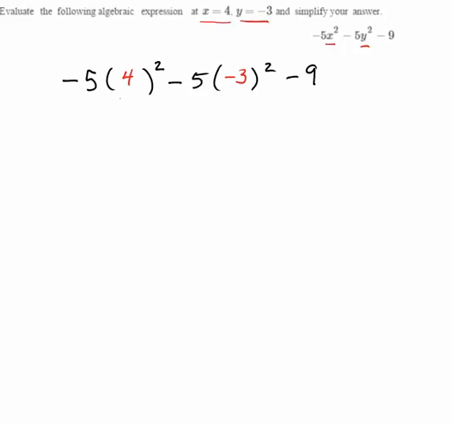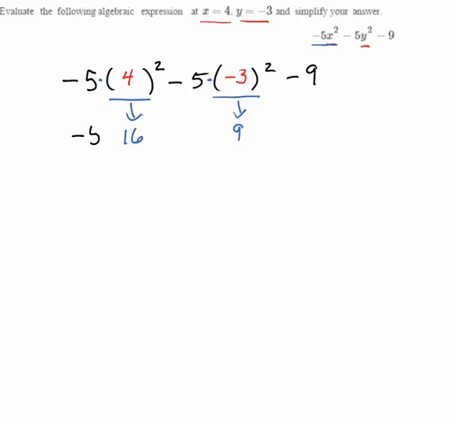So first step would be to do these exponents. Remember, exponents come before multiplication. I'm going to put a dot in here. Some people don't realize that when you write a coefficient next to a variable, it means that you're going to be multiplying. So we've got -5 times 4 squared, but we want to do the 4 squared first, which is 16. -3 squared is +9, and then I'll just rewrite the rest of it.